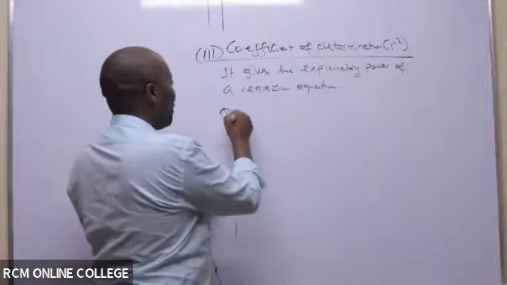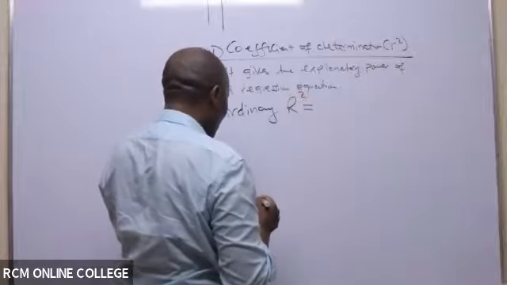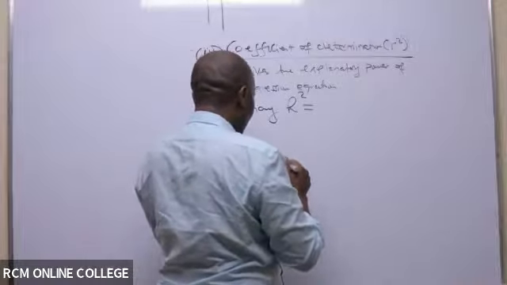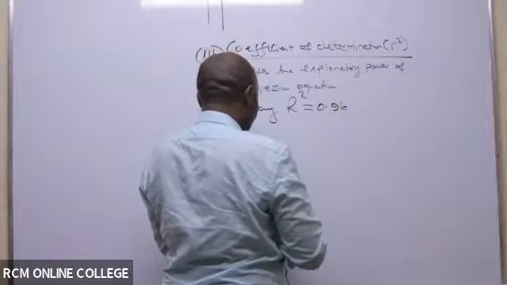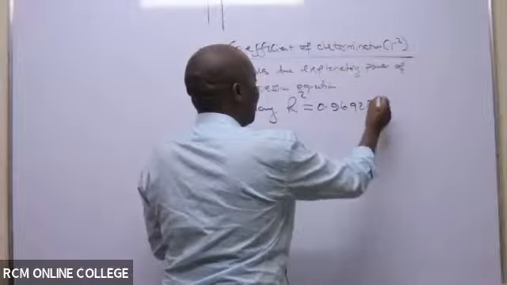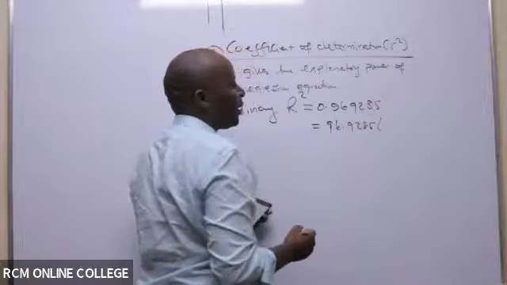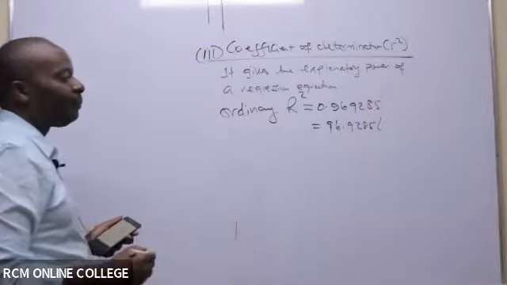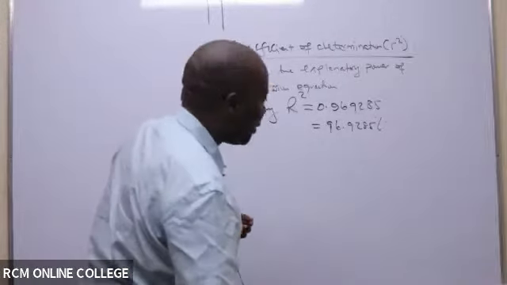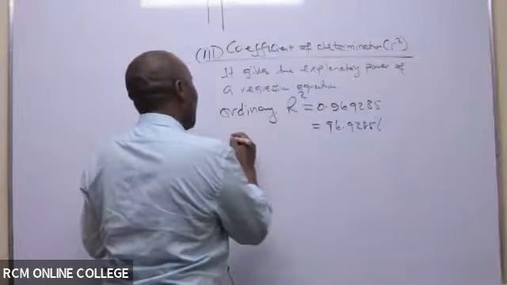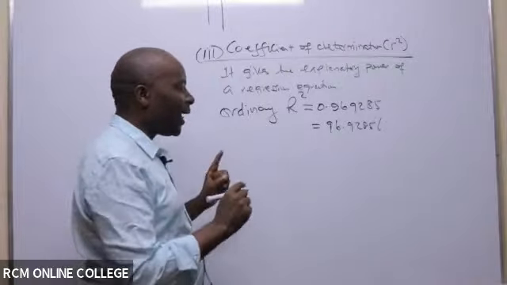So we have the ordinary R squared. Are you able to see this ordinary R squared? I can see R squared ordinary. It is 0.969285, so this is 96.9285%. Let's first of all interpret this. Ladies and gentlemen, what are we saying there? That the regression equation, first of all, is excellent. The regression equation is very good.